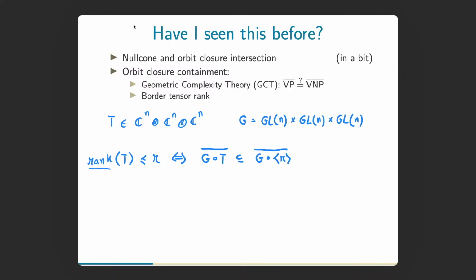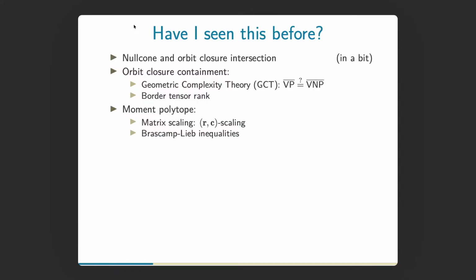Sounds good? And moment polytopes, where have you seen this? Well, if you want to decide RC scaling, if I have a matrix and I want to say, can I scale it to RC scaling? Take it on faith, I can explain later. This is a moment polytope question, okay? And, well, Jim mentioned Brascamp-Lieb inequalities. Well, Brascamp-Lieb inequalities are also a moment polytope question, okay? So these are very important inequalities in functional analysis. They turn out to fit into this invariant theory framework. But I won't talk about them here.